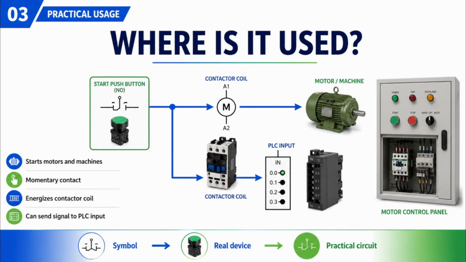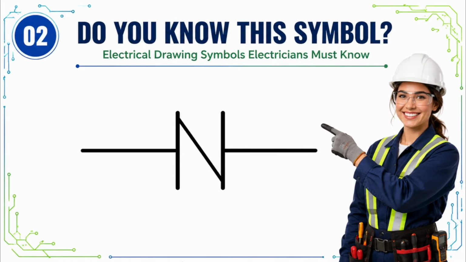Now let's see where this normally open contact is used in the real world. A start push button can energize a contactor coil to start a motor or machine. The same type of contact can also send a signal directly to a PLC input. So whenever you see this symbol in a drawing, think momentary start command from the push button to the control system. Here is symbol number 2.